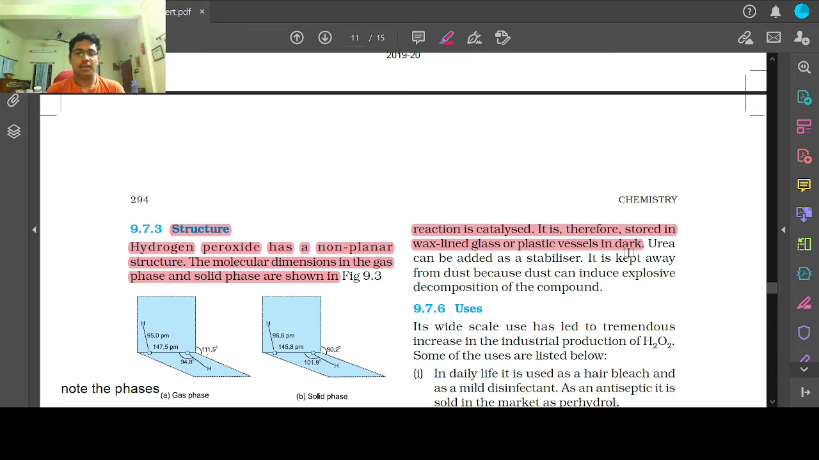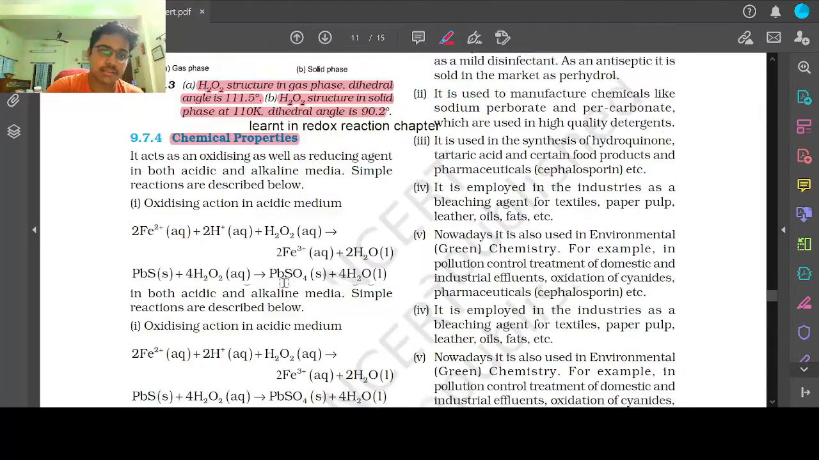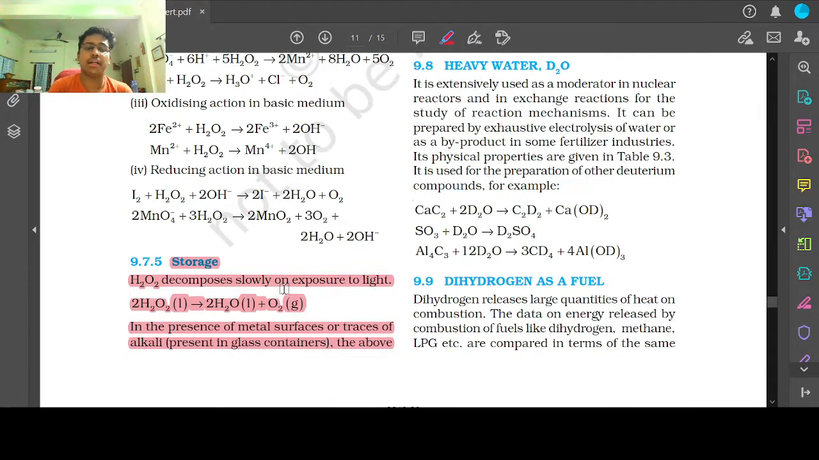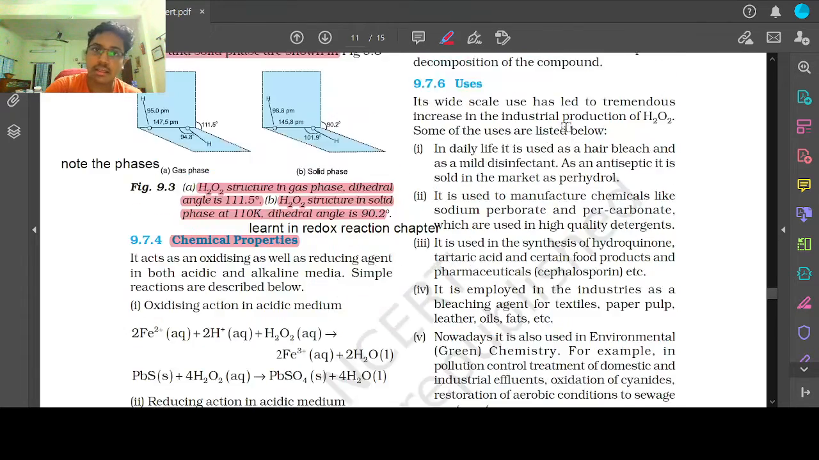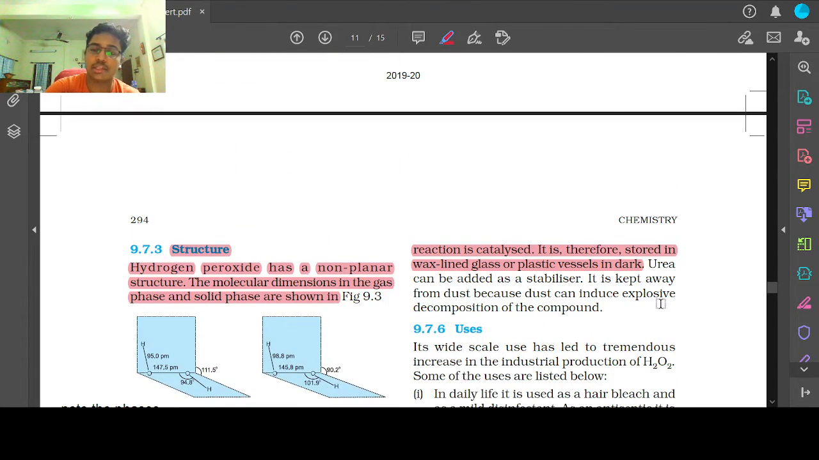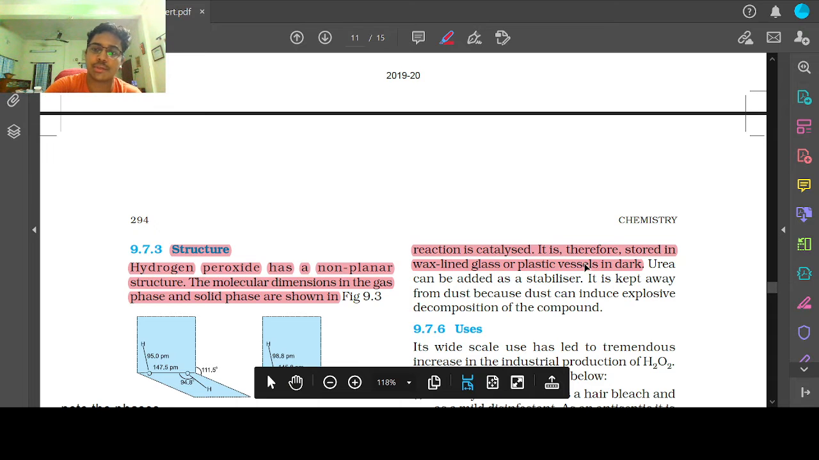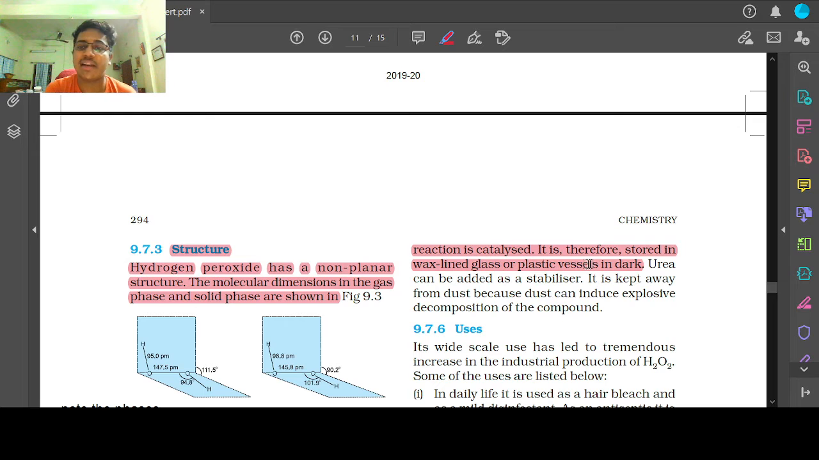Since we have learned that H2O2 decomposes slowly on exposure to light, and in the presence of metal surfaces or traces of alkalis the reaction is catalyzed and the decomposition is carried out at a faster rate, it is stored in wax-lined glass or plastic vessels in the dark.